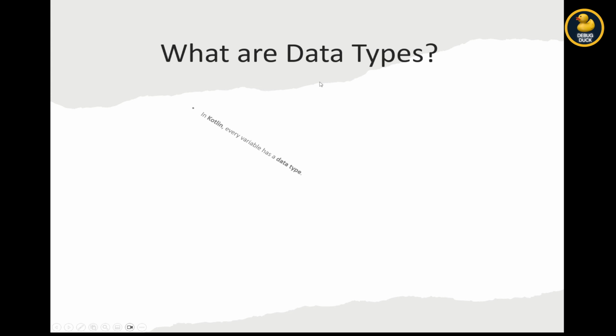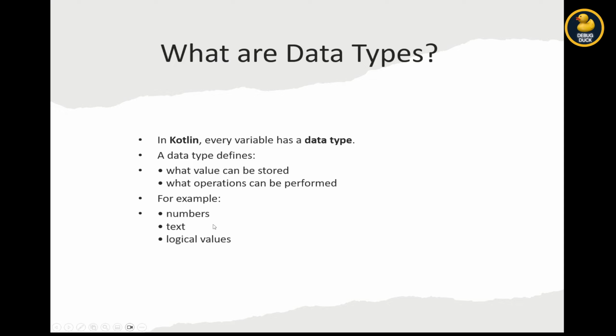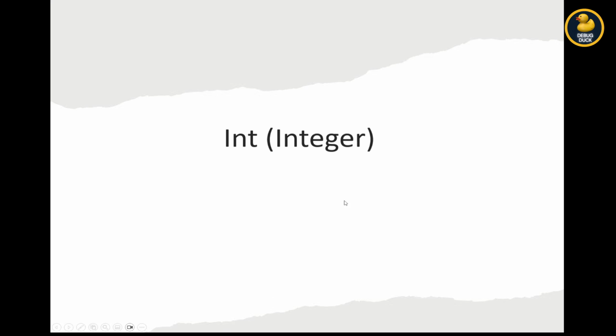What are data types? In Kotlin, every variable has a data type. A data type defines what value can be stored and what operations can be performed. For example, numbers, text, logical values. Let's look at the four basic data types.